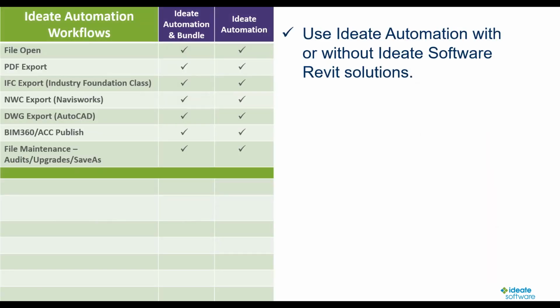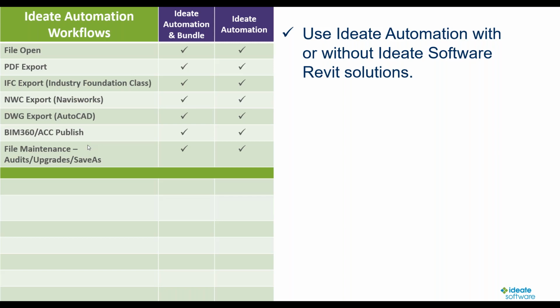This is going into a little bit more depth about some of the functions that we can use Ideate Automation for. I mentioned the file open, and then there's obviously exporting files. There's also an option to publish your models on BIM 360. This can be done at any time, so you're not limited to once a week like you currently are with the Revit Autodesk Publish. You can publish your files on demand.